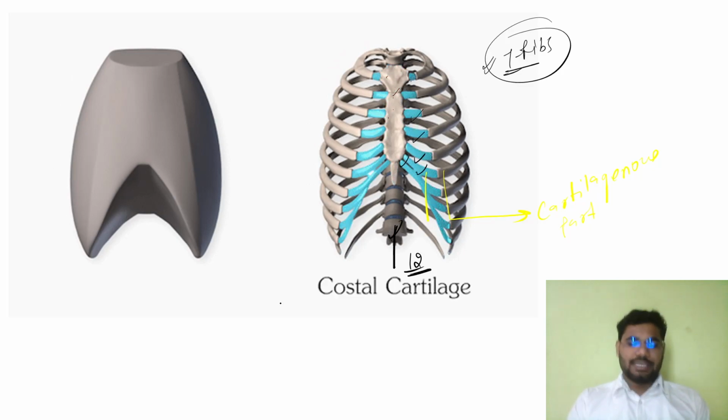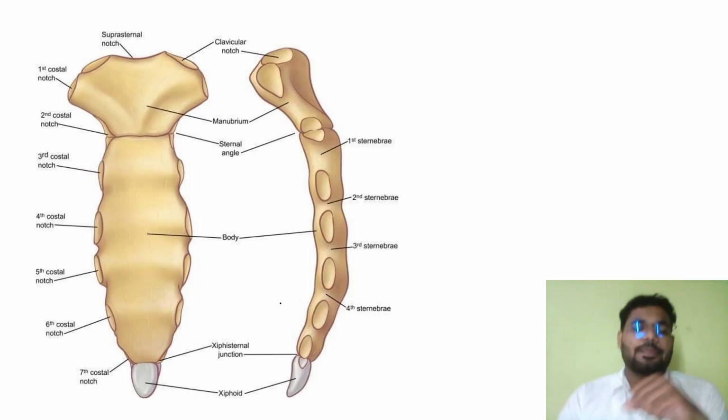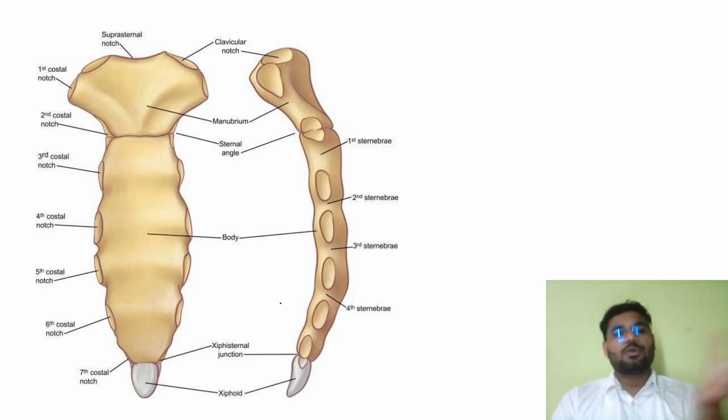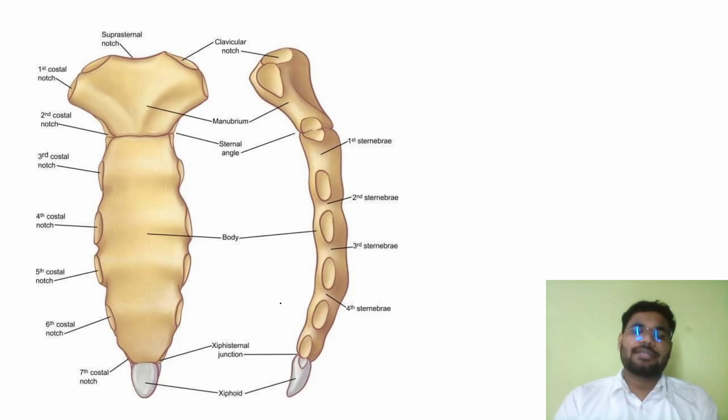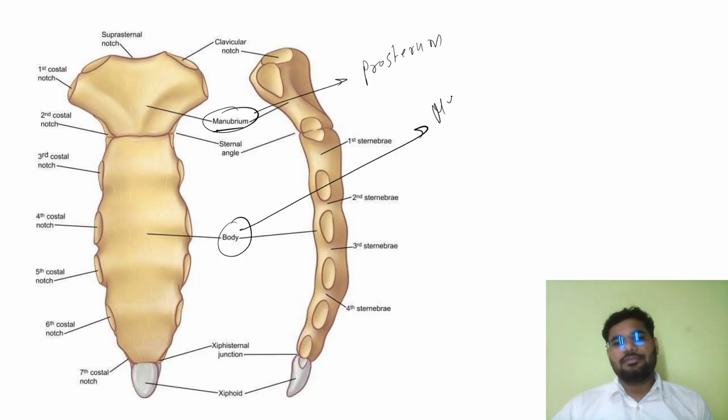Okay. So, let us now talk about a few more things and see where these articulations are. In this diagram, you can see both the side view, that means the lateral view, as well as the ventral view of the sternum. Now, as we discussed, this part is the manubrium. It is also called the prosternum. Then we can see the body, also called the mesosternum. We have discussed this. Then we see the xiphoid sternum.